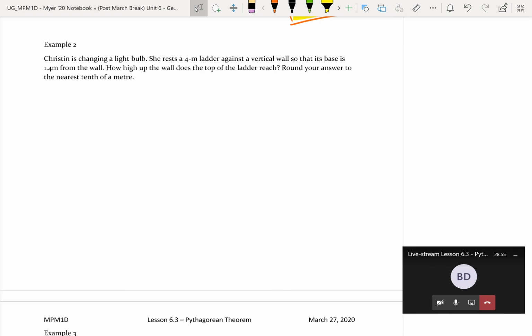Lucky you. So Kristen's changing a light bulb. It only takes one Kristen. It doesn't take multiple Kristens, which is a good thing. And she rests a 4-meter ladder against a vertical wall.